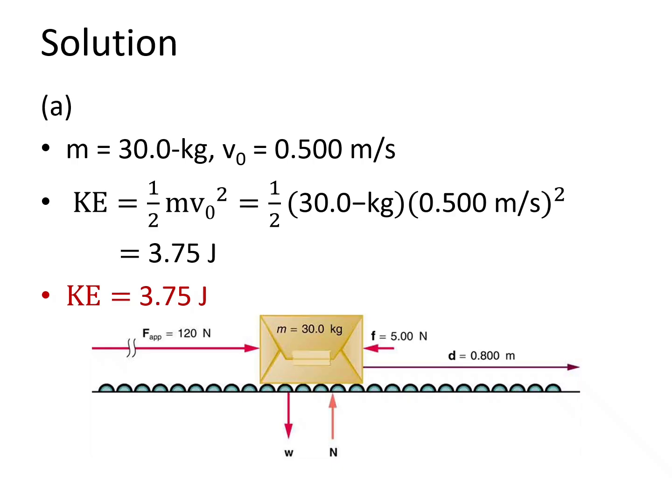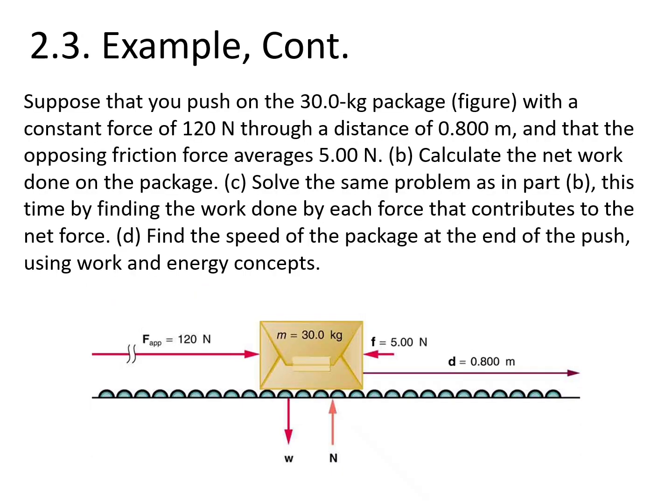So the initial kinetic energy of the package is 3.75 joules. Now the problem becomes more interesting. A constant applied force of 120 newtons pushes the package through a distance of 0.8 meters. At the same time, friction opposes the motion with an average force of 5 newtons.